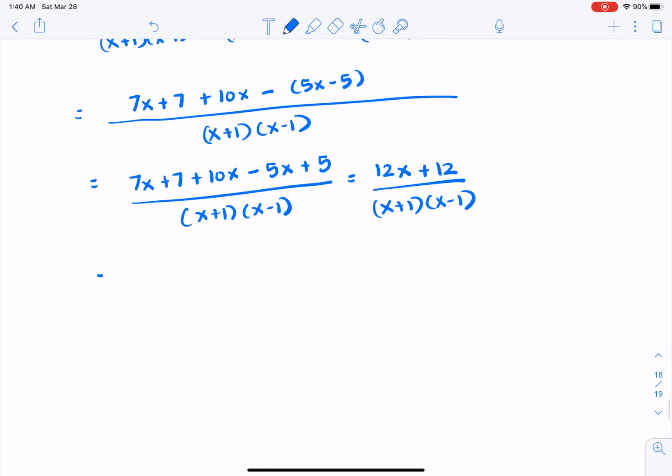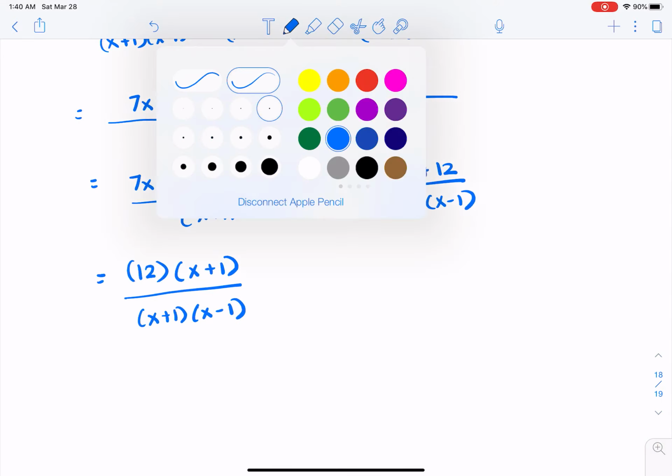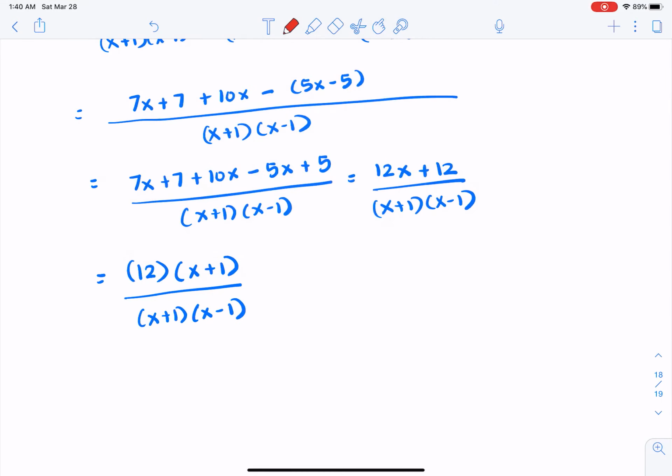We have a 12 in common in the numerator. So if we pull 12 out, we have x plus 1. And in the denominator, we have x plus 1 times x minus 1. We have x plus 1 in common. We cancel that. We end up getting 12 divided by x minus 1. And that is the simplified answer.